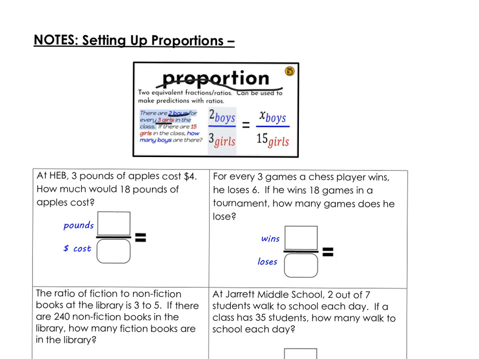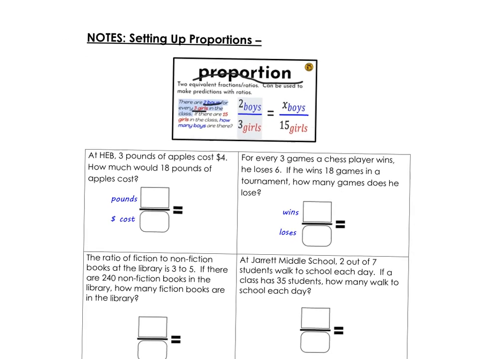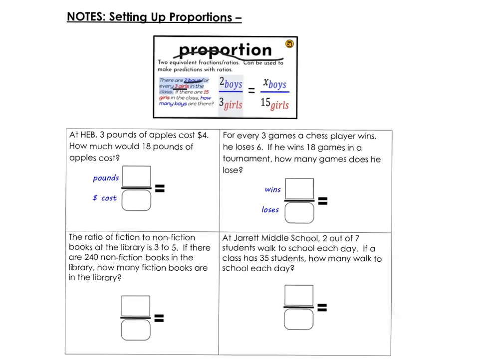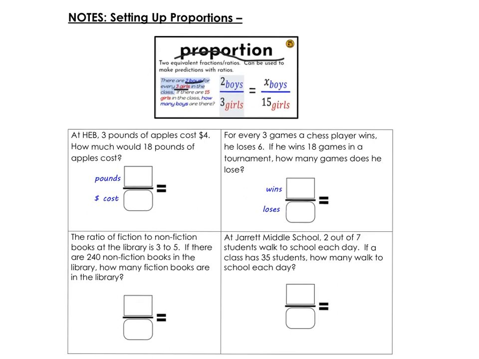So notice here with the proportion, we have our labels next to each number. We can't leave our numbers naked. We have to put clothes on them by putting labels, right? And remember, we use a scale factor to solve for the x, okay? But today, all we're going to do is set up the original ratio, and let's look at the labels.